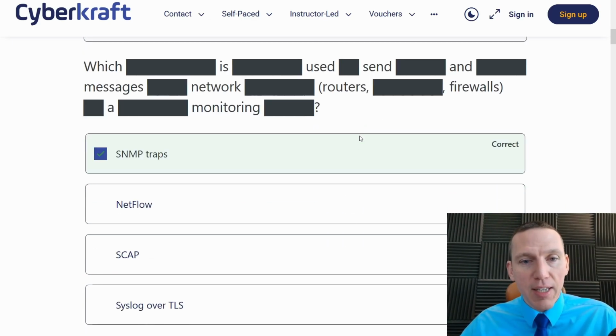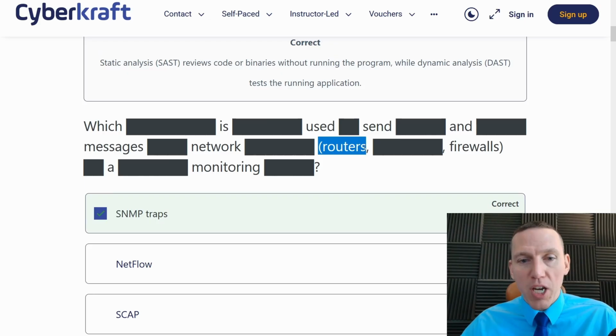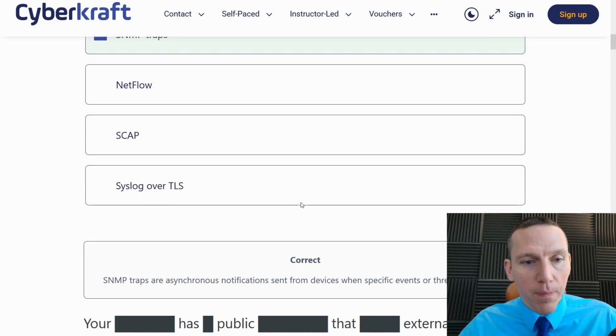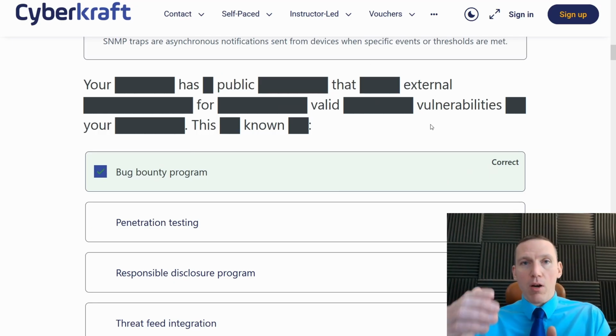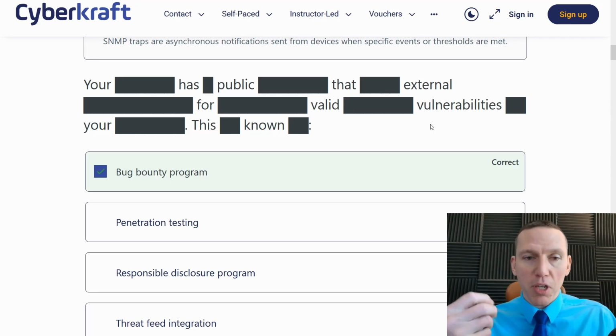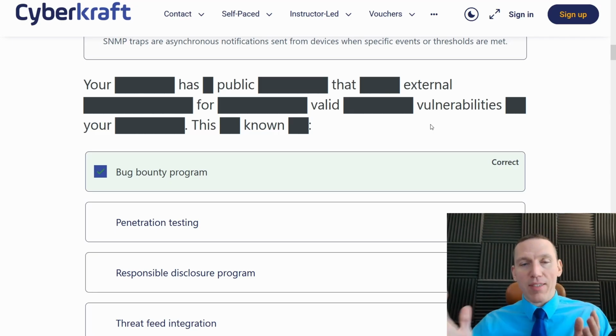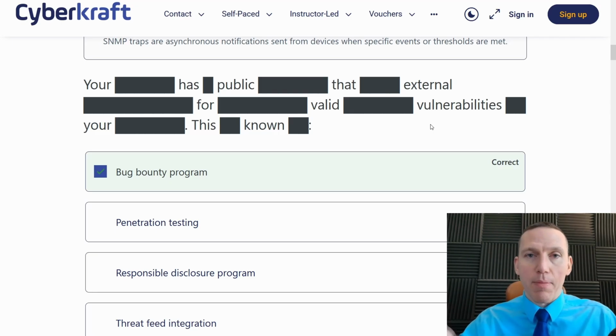So if you're seeing these keywords and phrases, why are we talking about routers and firewalls? Well, we have to be talking about something like SNMP, a network monitoring protocol. And then this one, vulnerabilities available to the public. If I know something has vulnerabilities available to the public, that already gives me an idea that it's bug bounty. So I'm looking for those keywords and phrases. I don't even have to see all the words in the question to do that type of analysis.